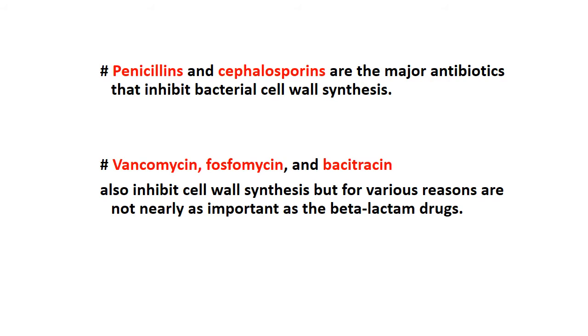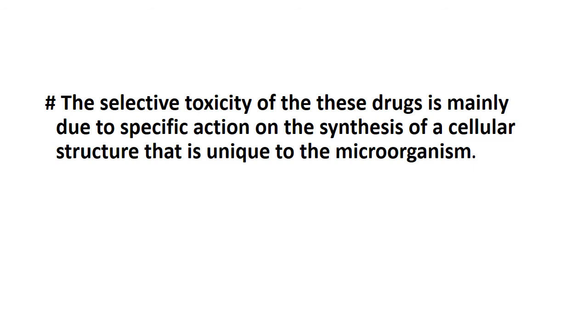Penicillins and cephalosporins are the major antibiotics that inhibit bacterial cell wall synthesis. Vancomycin, fosfomycin, and bacitracin also inhibit cell wall synthesis, but for various reasons are not nearly as important as the beta-lactam drugs because of their side effects and other causes. The selective toxicity of these drugs is mainly due to specific action on the synthesis of a cellular structure that is unique to the microorganism, which means it is not present in human cells or animal cells.